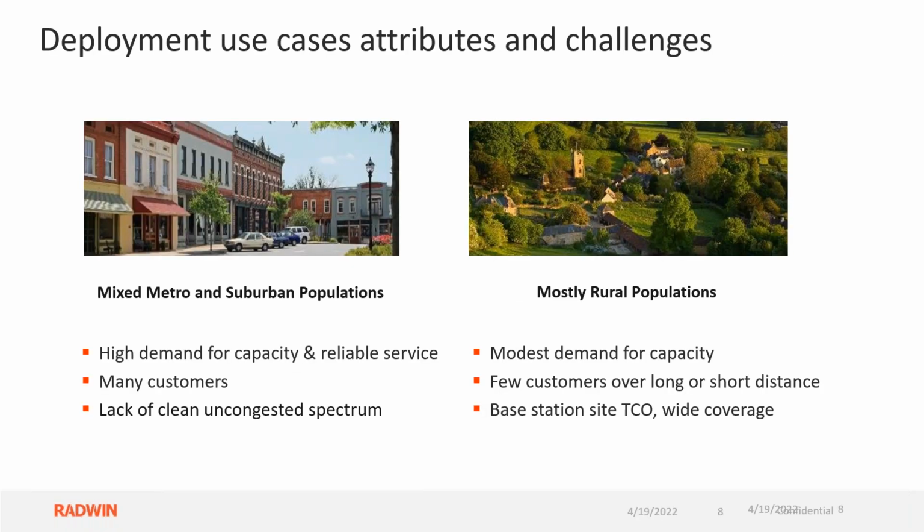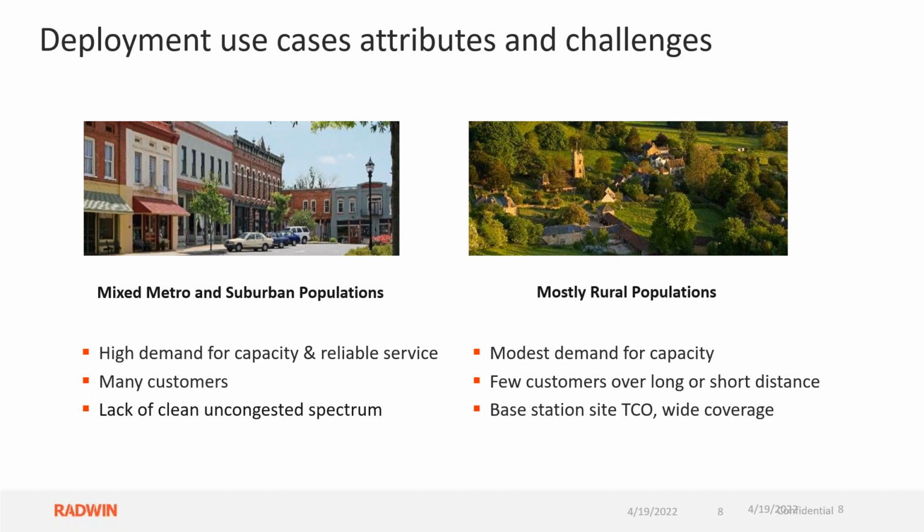All right, so deployment use cases. We see a mix in the customers that the partners we work with have. We see cases where, for example, the rural telcos and the rural power companies have a relatively modest demand for capacity. You may not see a small town needing gigabit connections to the homes. You have fewer customers over a long distance or a short distance, but again, the population density tends to be less. Base station cost could come into play because you're now having to cover a wider potential area.